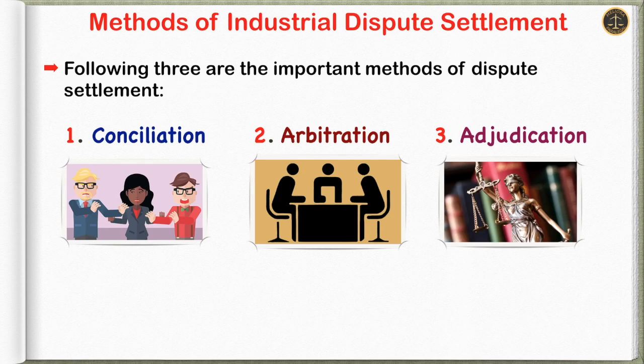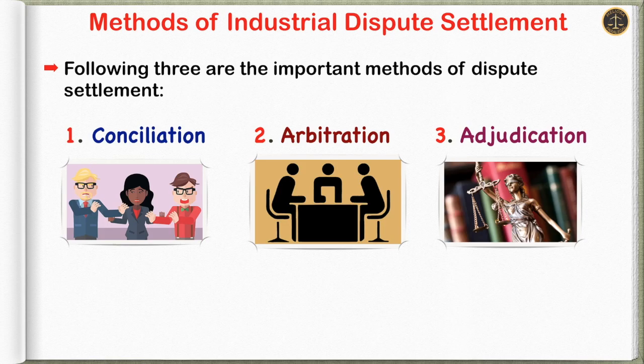And the last one is adjudication. It is the ultimate legal remedy for the settlement of an unresolved dispute. It is a reference to adjudication by the government. The government can refer the dispute to adjudication with or without the consent of the disputing parties.